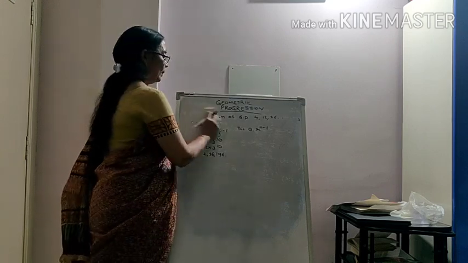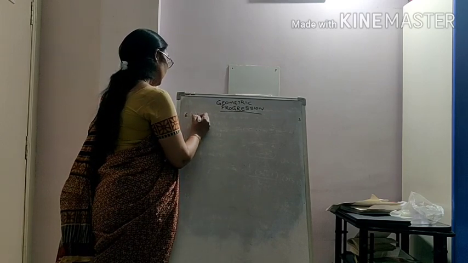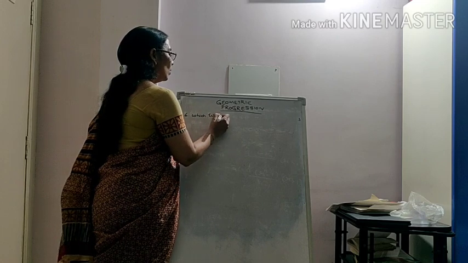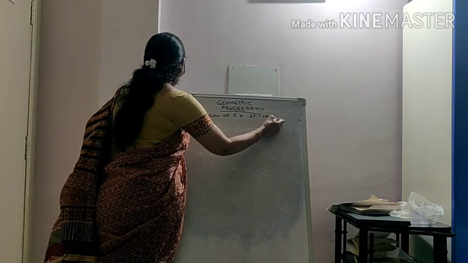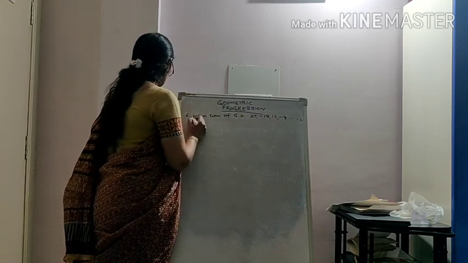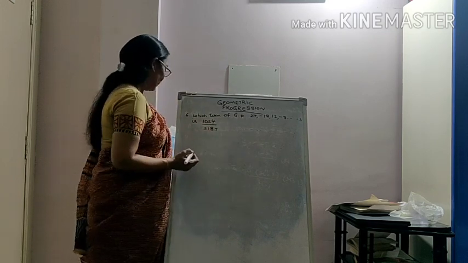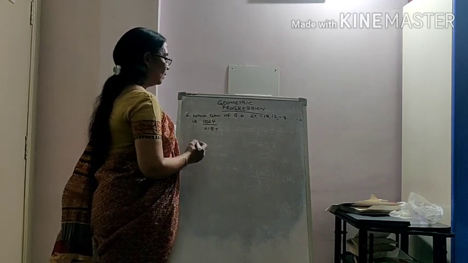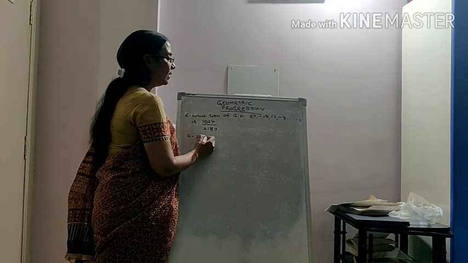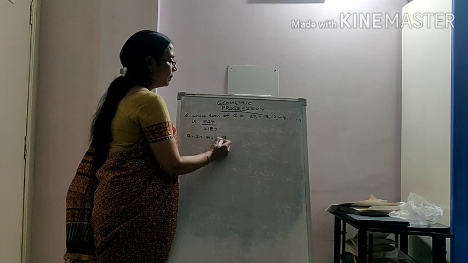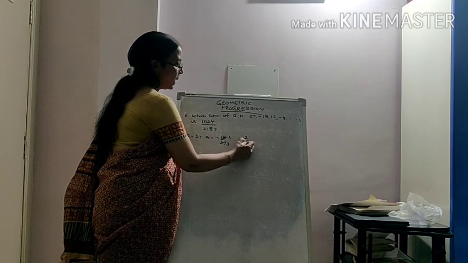Which term of the GP 27, minus 18, 12, minus 8 and so on is 1024 upon 2187? So this we have to find out, which term it is. A is 27, r is minus 18 upon 27. 9 2s are 18, 9 3s are 27. So it is minus 2 by 3.